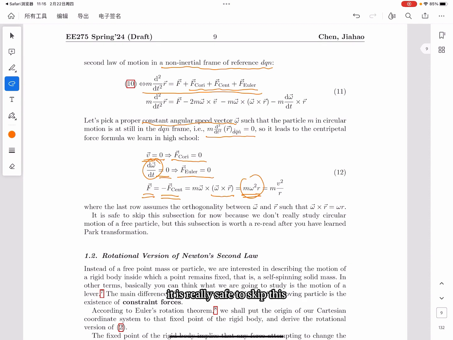It is really safe to skip this subsection for now because we don't really study circular motion of a free particle later. But this section is worth a reread after you have learned the Park transformation that we use later for modeling of electrical machines.